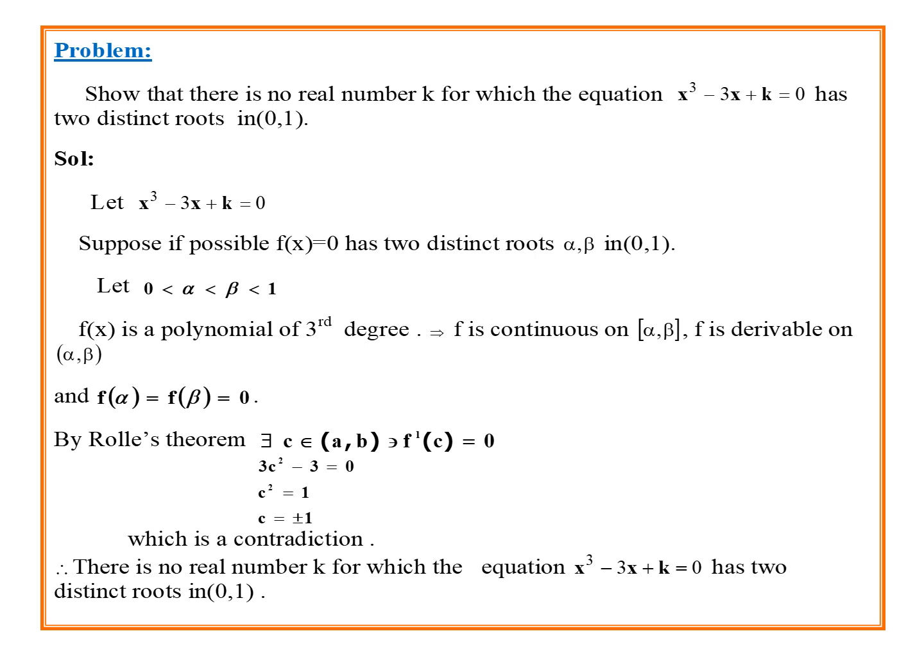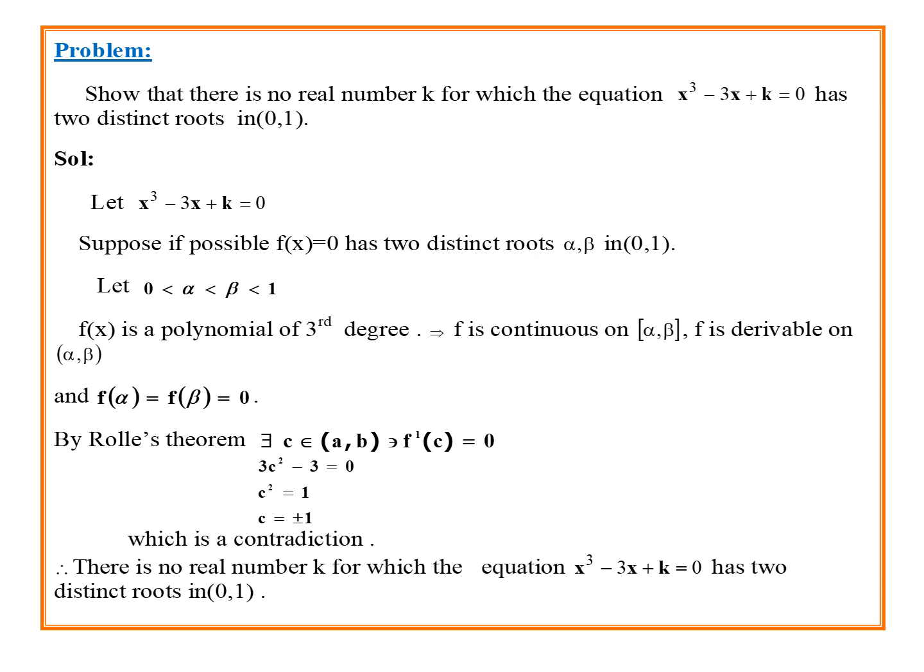f is derivable on open interval (a, b), and f of alpha is equal to f of beta, which is equal to 0. By Rolle's theorem, there exists an element c belonging to open interval (a, b) such that f dash c is equal to 0. Which means we are substituting the value c in place of x.